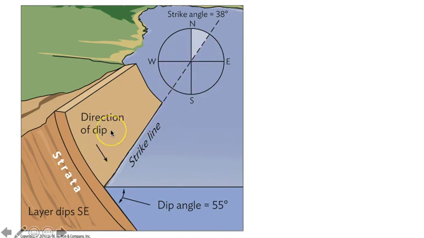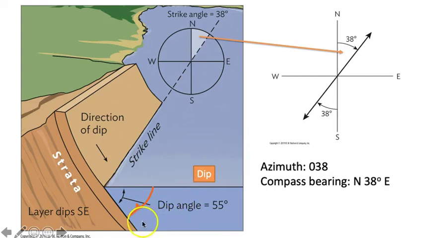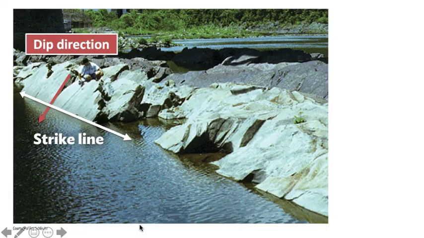For example, the 605 freeway is a plane that is oriented north-south. To measure the strike orientation, a compass is used, and the measurement is expressed as an azimuth measurement or as a compass bearing. The dip is the amount a planar feature has been tilted from horizontal. This photo shows tilted strata dipping into the lake.